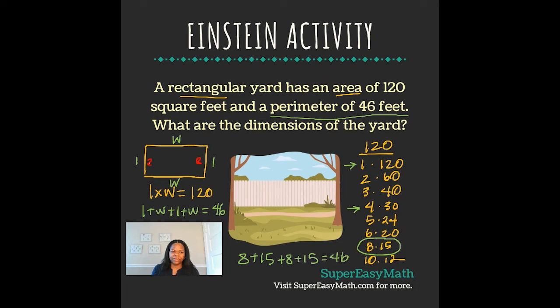So that means you can think of our yard and literally plug in the values that we just figured out to make this scenario work. And that would be adding the lengths of 8 and the widths of 15 together to get 46. And when you multiply the length by the width, you're going to get your 120. So that's the answer to today's Einstein activity.